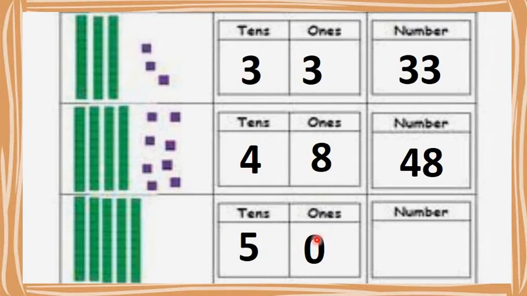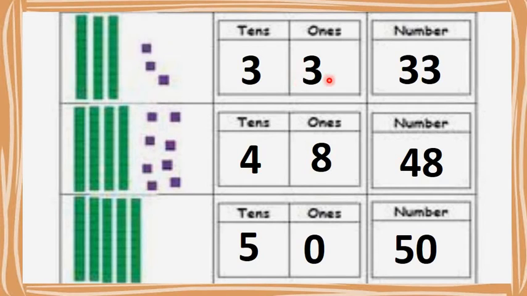We should write a 0 on the place of ones. And which number does it form? It forms number 50. And we can also say that 50 is equal to 5 tens and 0 ones. So do you all understand this concept? How to write tens and ones, or how can we separate numbers in the form of tens and ones?